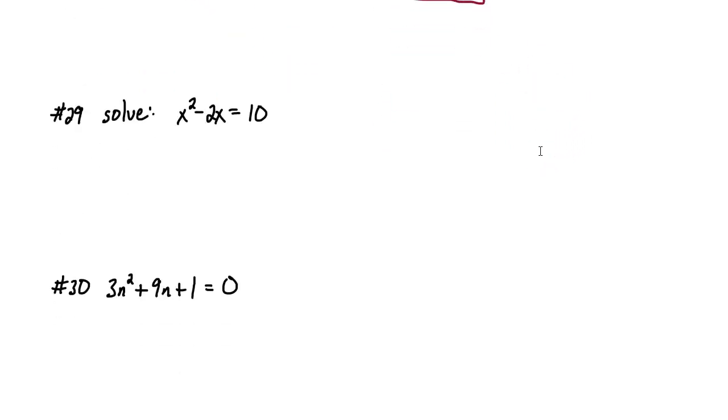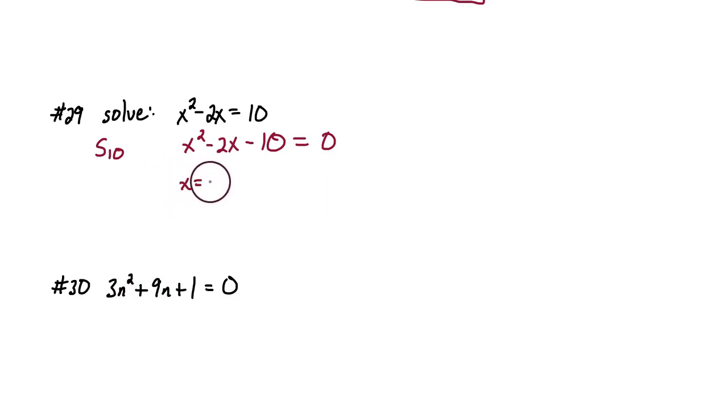Number 29, back to solving equations. Let's get standard form. Subtract the 10. That way you get a 0 on one of the sides. Now we can solve using whatever method they tell us to, or if it doesn't give us a method to use, we can use any way that we want. The directions don't specify a method. I'm going to choose the quadratic formula.